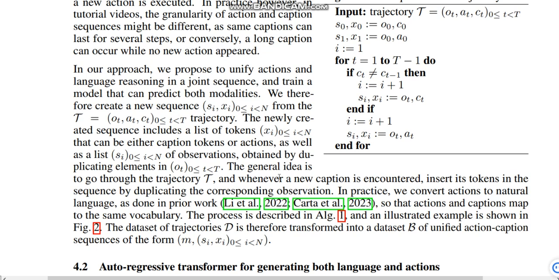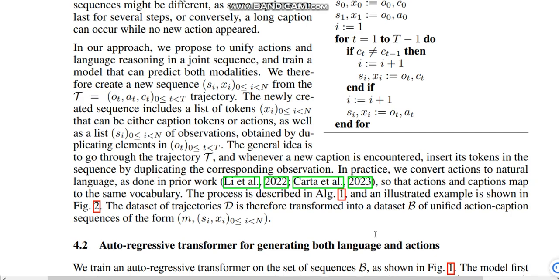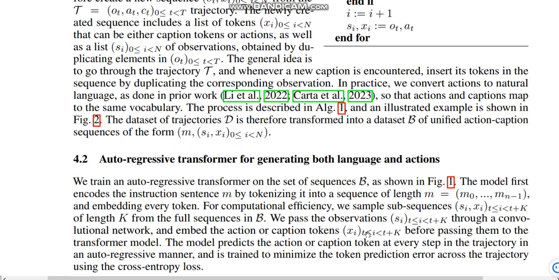They create a new sequence because you have a data set that comprises actions and captions, and there is a problem of observation. You basically have some sort of observation for a caption, and then for an action you don't have an observation, or vice versa. So what they do is duplicate the observations and create a new data set and train on it. That's how they do it.